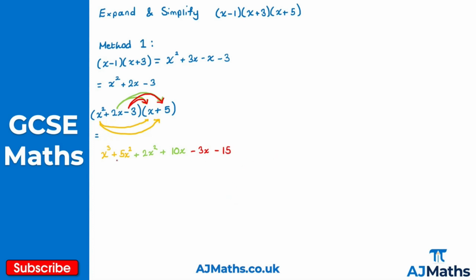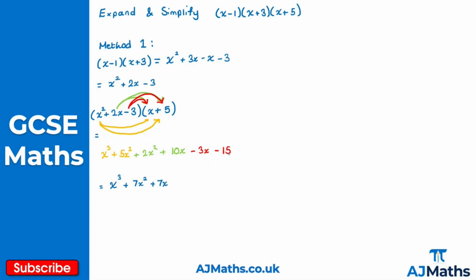So what we've done there is we've expanded these three brackets, but now we need to simplify. So we just go back to the original pen colour, this blue colour. Now we just need to simplify. Well, I've got x cubed here. There's no other x cubed term, so it's just going to be simply x cubed. I've got 5x squared plus 2x squared, so if you add those together, that would give me 7x squared. I've then got 10x minus 3x, that would give me plus 7x.